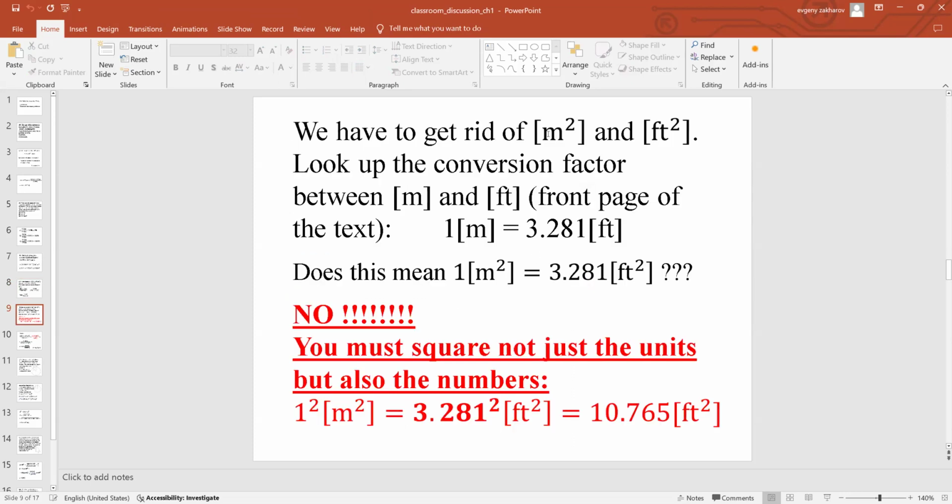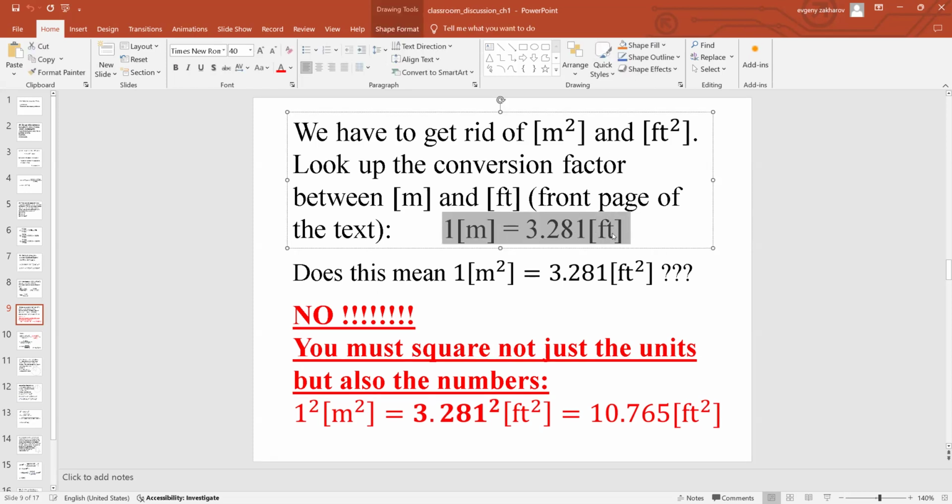So we have to get rid of meters squared and feet squared. We have to find a conversion factor between those two things. Now, what the book has is only meters versus feet. And that's not the same thing as meters squared and feet squared. If you have 1, 3, and some change, it's not the same if you get squared. Does this mean that 1 meter squared is 3 and the change feet squared? And the answer is no.